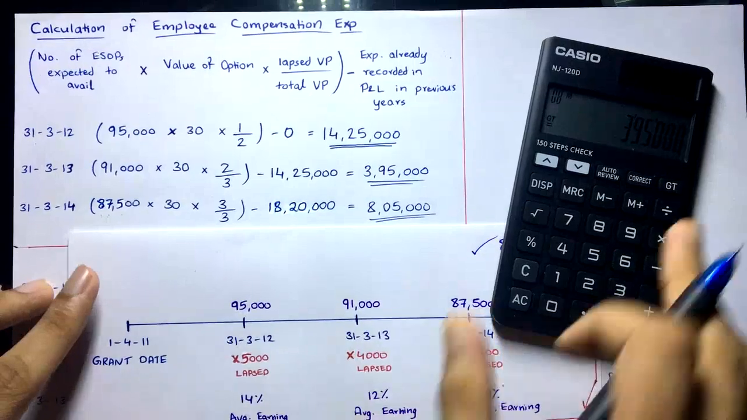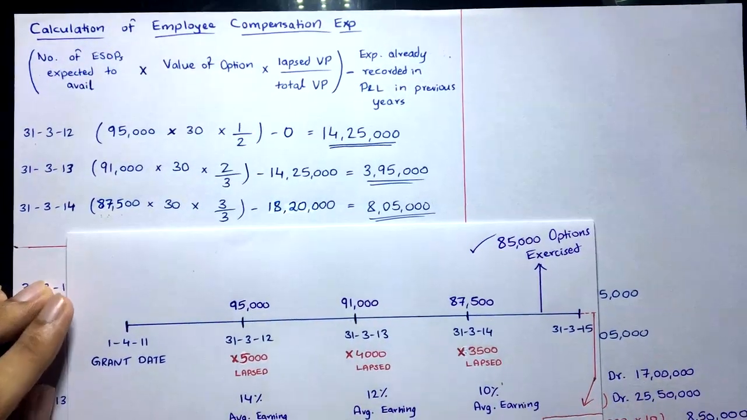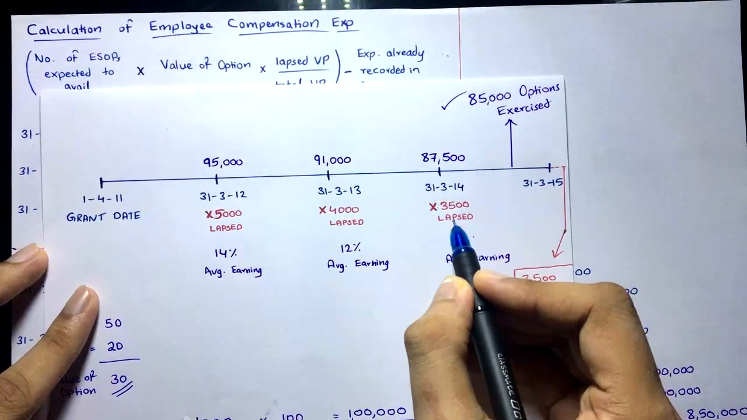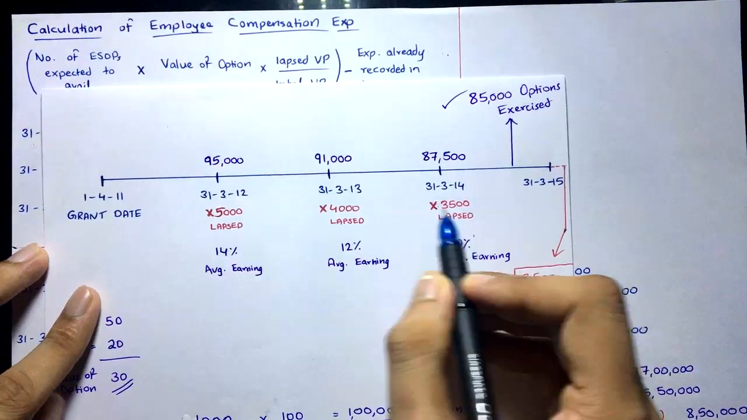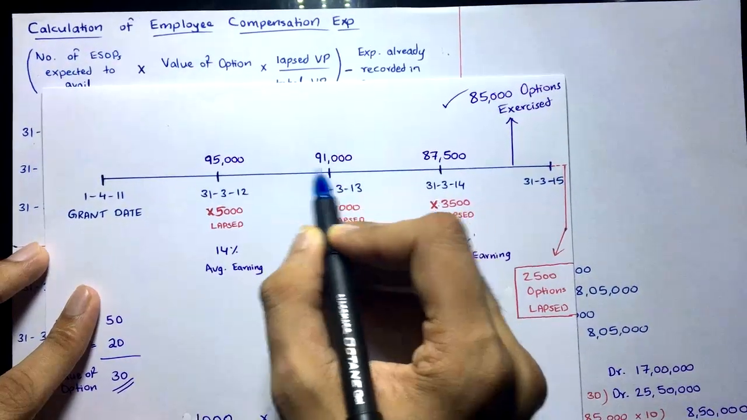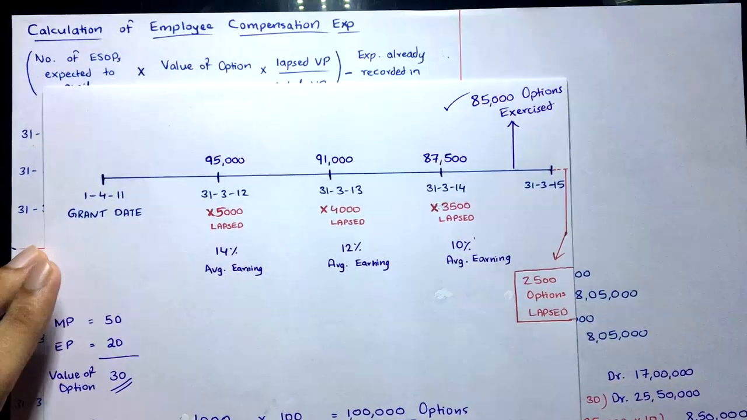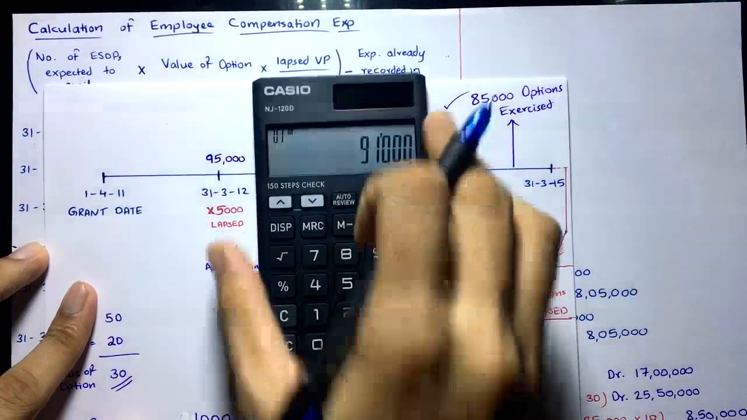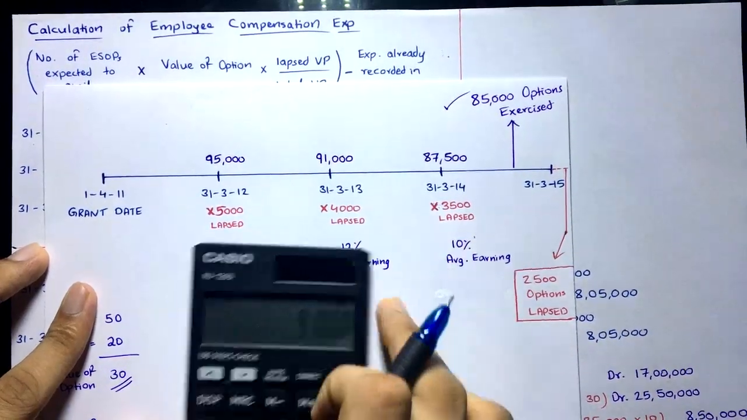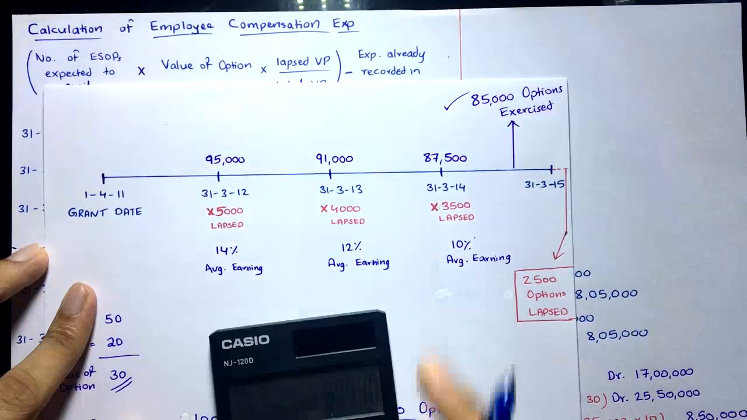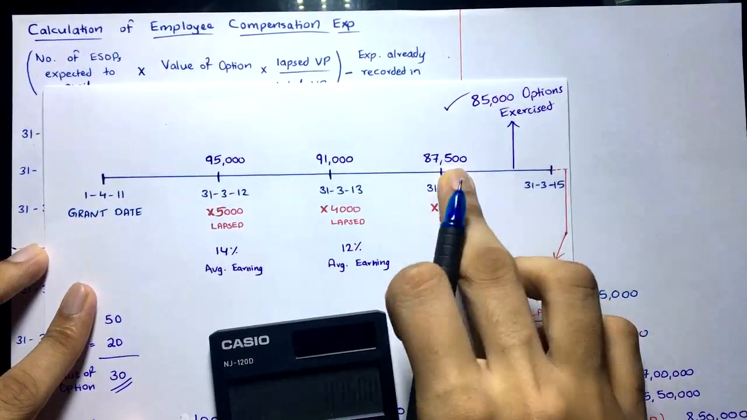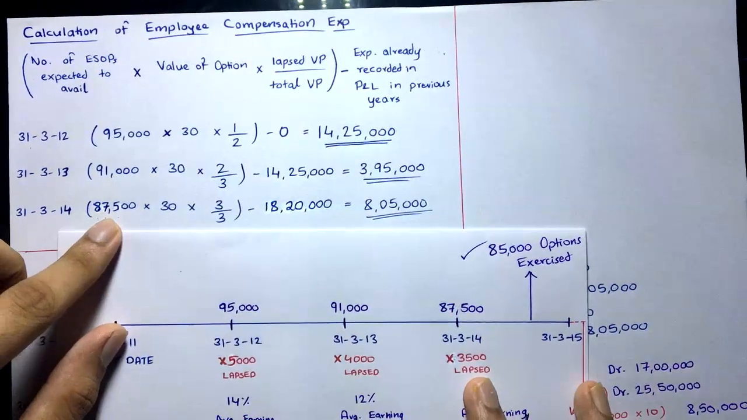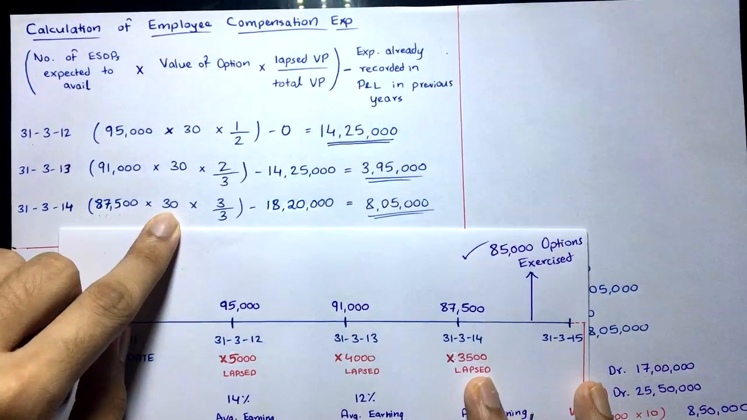Then we reach the end of the third year. Yeah, on 31st March 2014, there we come to know that 3,500 more options have lapsed. So at the end of year 2, 91,000 options were remaining, and here again some lapsed. So 91,000 minus 3,500, how much is left now? 87,500. So in the formula we have to take this 87,500, right? The number of options expected to be availed, 87,500, into the value of option as usual.